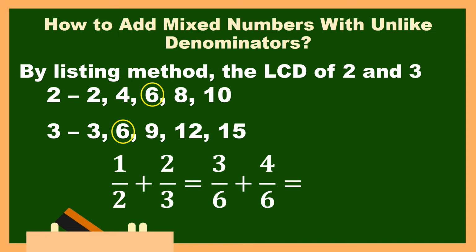Now, we can now add since sila na ay similar fractions. So, we just add the numerators. 3 plus 4 is equal to 7. And just copy or affix the common denominator which is 6. So, the answer is 7/6. Step 3.